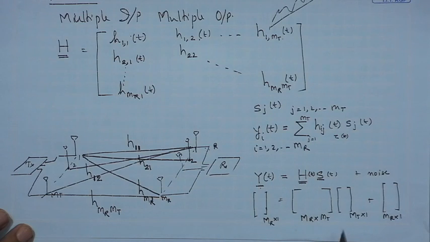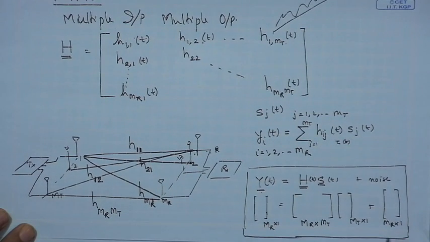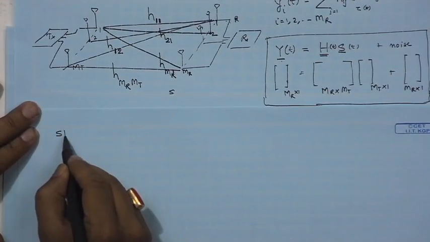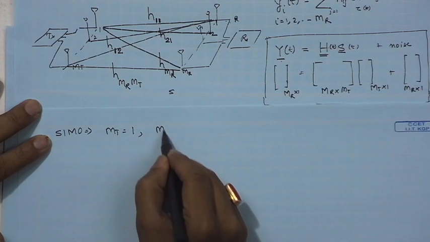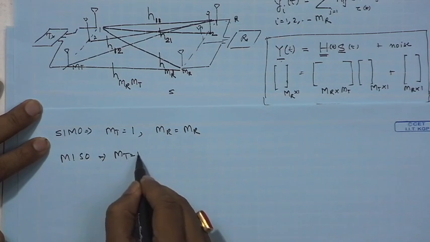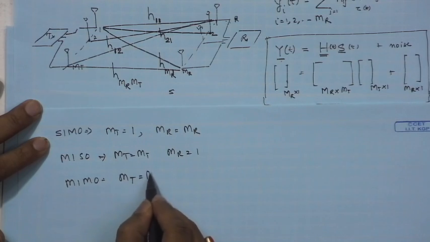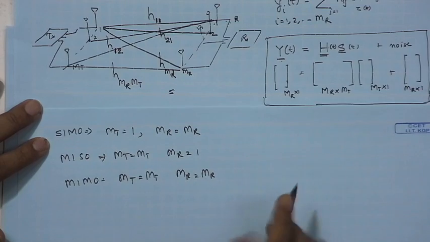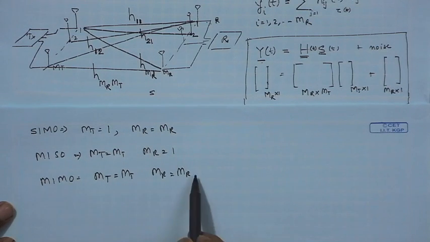And this particular final expression that we are writing over here gives us the expression to take care of all situations, whether we have a SIMO case, a MISO case, or a MIMO case. In case of SIMO, single input, multiple output, that means MT is equal to 1, MR is equal to, of course, MR. In case of a MISO system, you have MT equals MT and MR equals 1. In case of a MIMO system, you have MT equals naturally MT and MR equals MR. So that means you have this particular matrix at hand, which is useful, whereas in other cases, just these numbers would help with this.